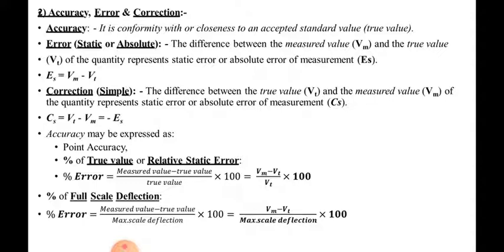The difference between the measured value and the true value, that measured value is represented by V suffix m, and the true value is represented by V suffix t, of the quantity, represents static error or absolute error of measurement. Which is represented by e suffix s. And that static error is nothing but the difference of what? Measured value and true value.